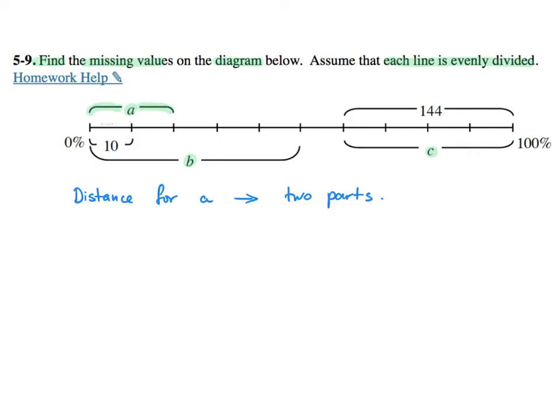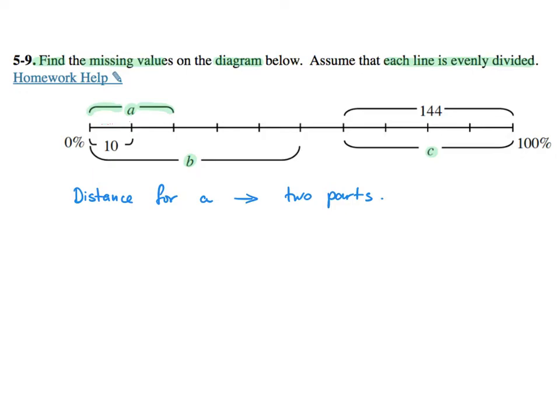Now go ahead and pause the video and write down the distance for B and distance for C. How many parts does it represent? So write it on your paper. Now also we want to count how many equal parts we have and what does the number line actually represent.